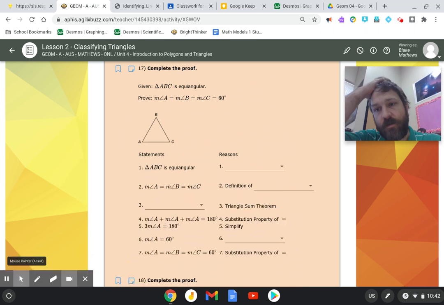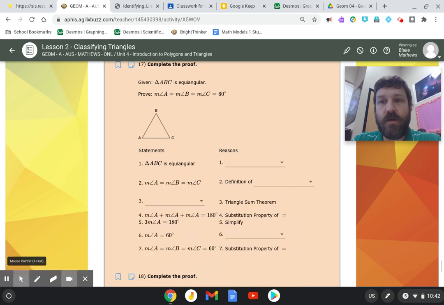All right. Starting at number 17, we have some proofs. I'm going to go over these for you guys, talk through them, and you just need to answer them in your lesson so that you get these right. You're not responsible for proofs on the test.